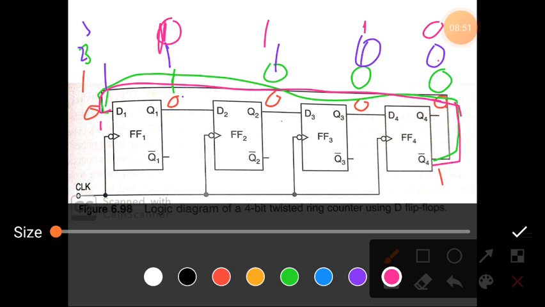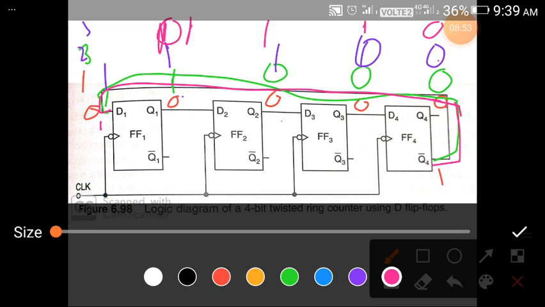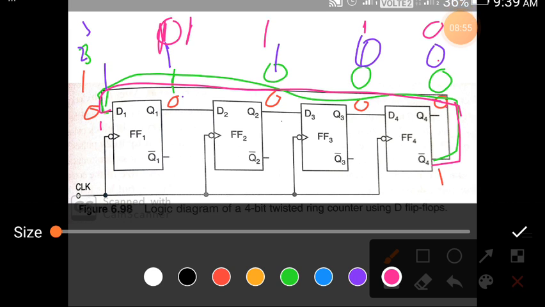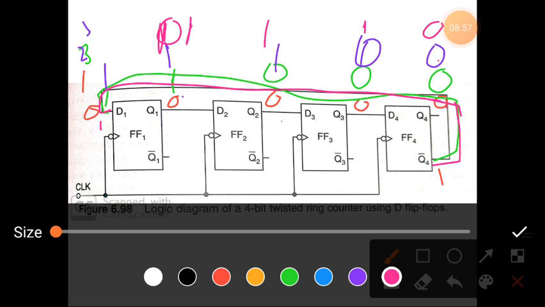Output will be 1. So 1 1 0 will be here. Then on the next clock pulse, here 0 0, complement of Q bar. Q bar is 1, so that 1 is here.